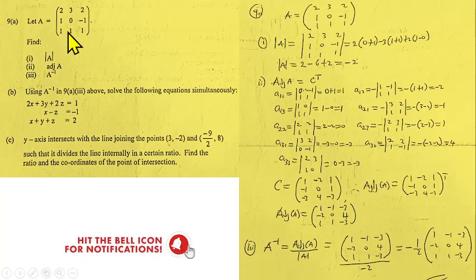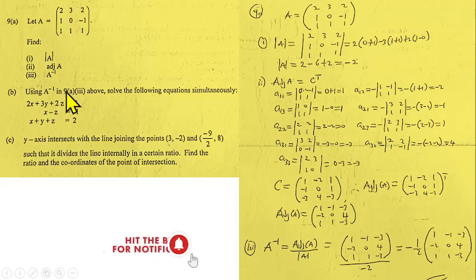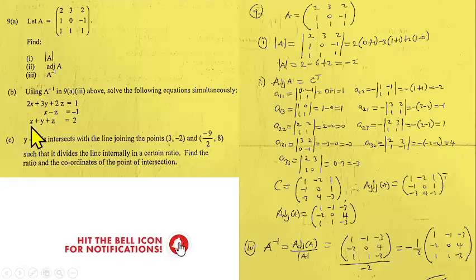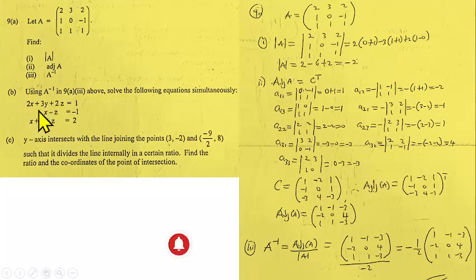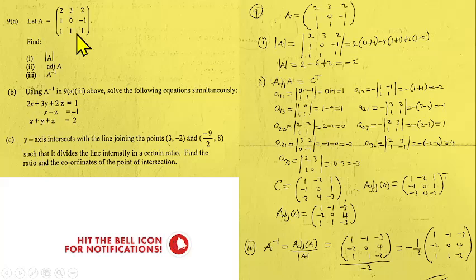You'll have 2, 3, 2. Then x is 1. There's no y, so that means the coefficient of y there is 0. Then minus 1 is for z. You have 1, 1, 1. So you can see that the equation you have here has this matrix. When you remove the variables of each equation, you have this matrix. So that's why it is possible for us to use this inverse of the matrix on the left to solve this.